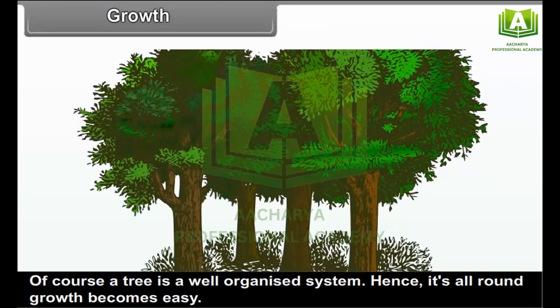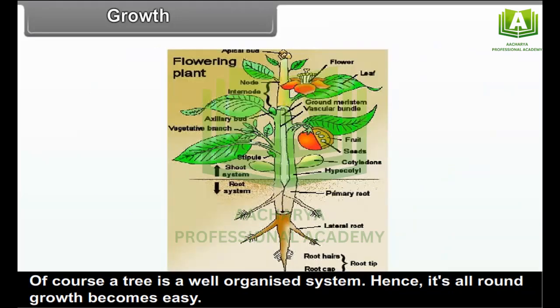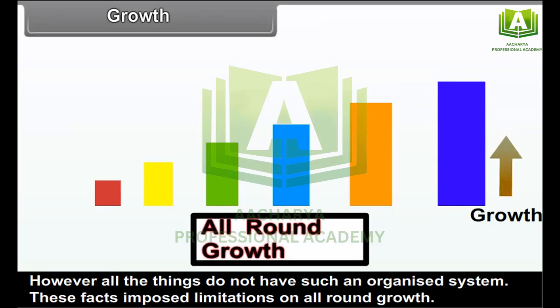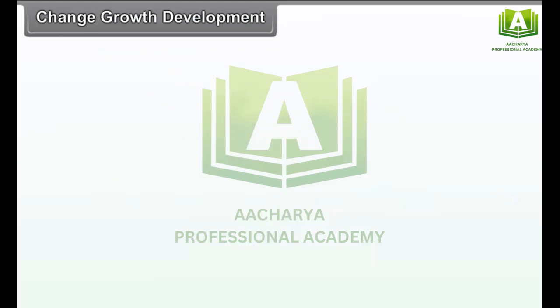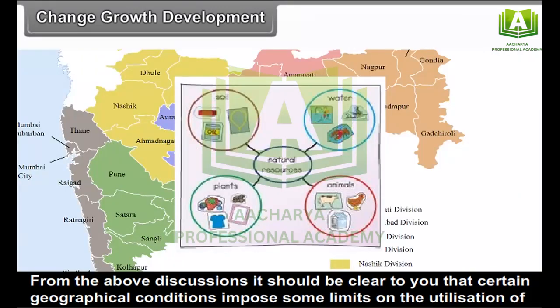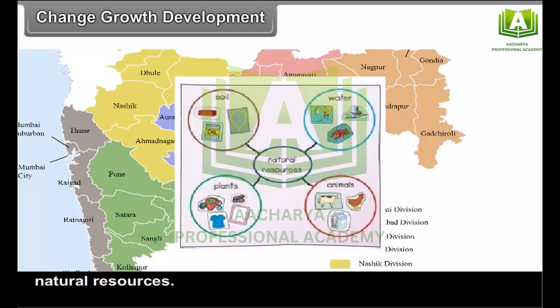Of course, a tree is a well-organized system. Hence, its all-around growth becomes easy. However, all the things do not have such an organized system. These facts imposed limitations on all-round growth. From the above discussions, it should be clear to you that certain geographical conditions impose some limits on utilization of natural resources.